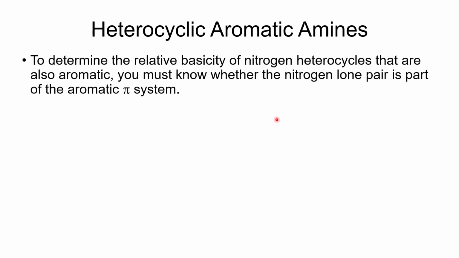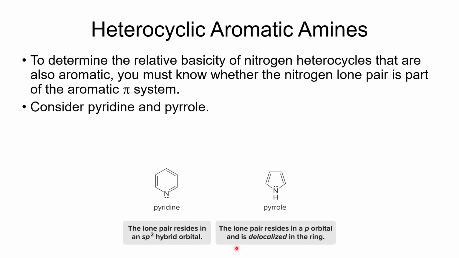All right, so now let's talk about heterocyclic aromatic amines. We've talked about this before, way back in our chapter on aromaticity. Go back and check out that chapter. There was a section where we talked about what happens when you have lone pair electrons on a nitrogen heterocyclic aromatic compound. And so here we're going to compare pyridine with pyrrole.